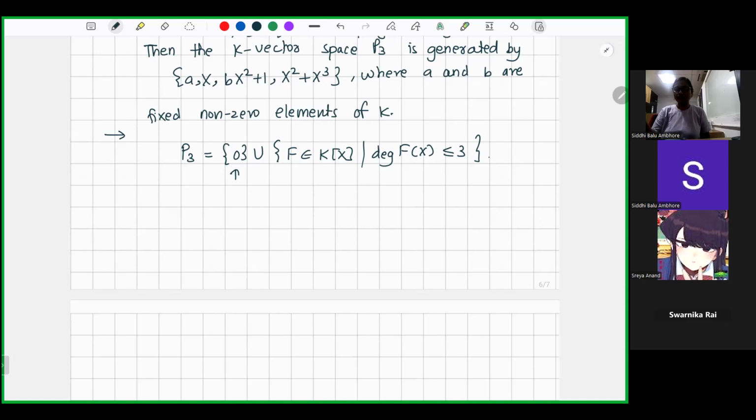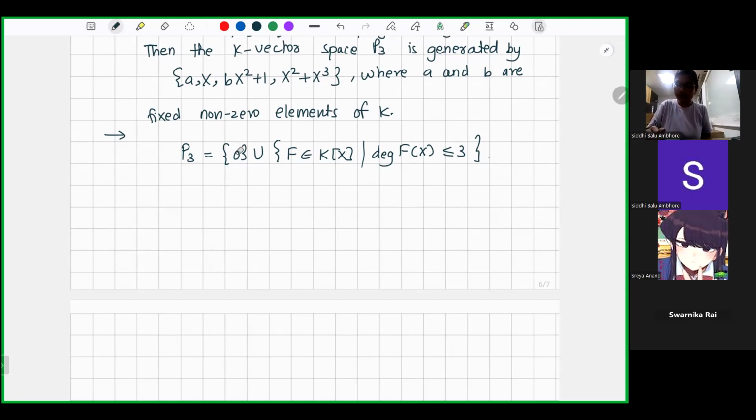But for 0 we do not have anything non-zero, so it's difficult to define the degree of 0. But in most cases, as per the need of the proof or the argument, the degree of 0 is considered either 0 or minus infinity. Mostly it is considered as minus infinity. And that was just an extra thing.